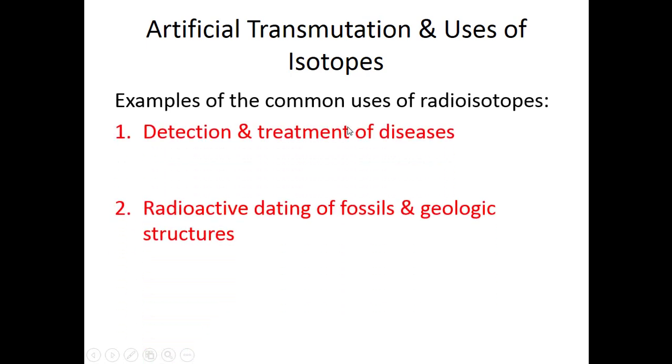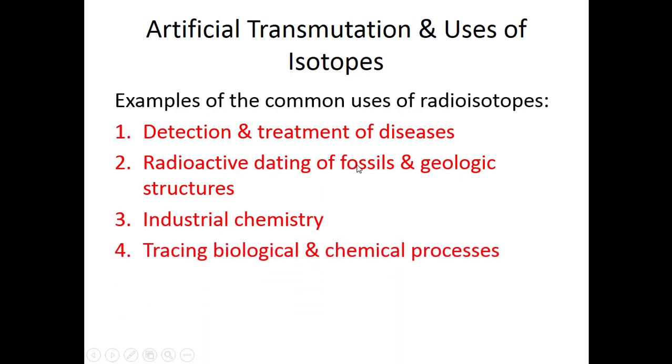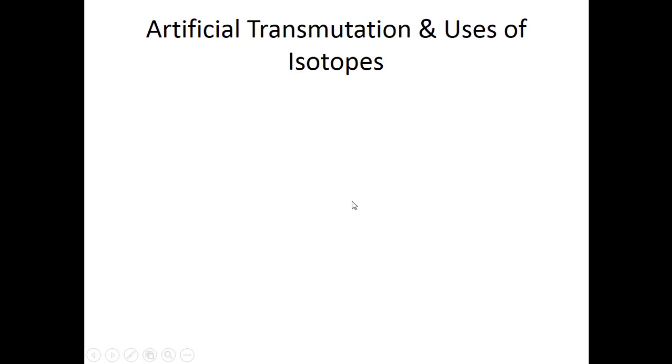Examples and common uses of some radioisotopes are detection and treatment of diseases, and radioactive dating of fossils and geological structures. We also use them in industrial chemistry and tracing biological or chemical processes. We use these radioisotopes quite often in science because they do have uses, especially if a known half-life value is known, so then you can tell how long something's been there. Also, the last part there is medicine. We use some of these radioisotopes as a way of treatment, but also as a form of medicine as well.